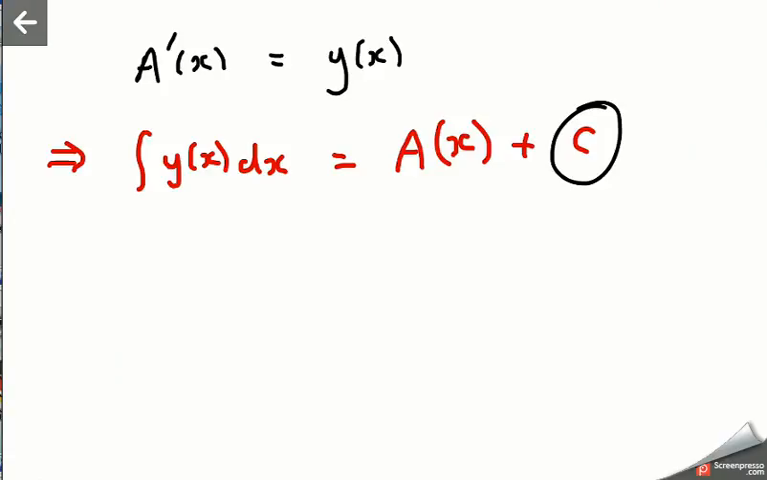Because when you take the antiderivative, you're looking for all of the functions that differentiate to give little y of x. And so that's why you're adding that arbitrary constant on to take into account where the area function actually started from. Okay, that's all for this video.